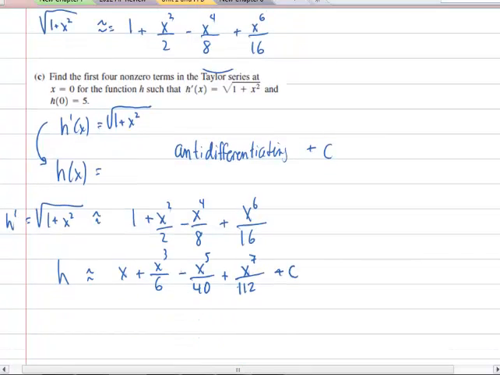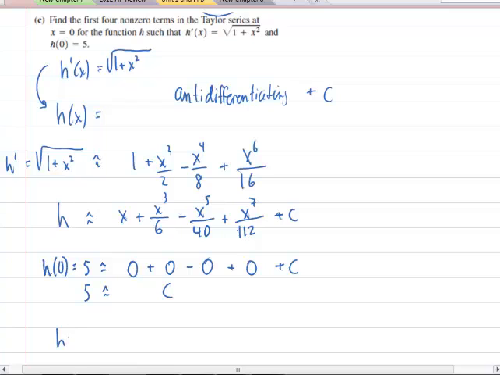And how do we find that constant? Using the initial condition. They said h of 0 is equal to 5. So I'm going to set x equal to 0. Set that equal to 5, and when I plug 0 into each term, you'll notice that c results in being equal to 5. And we now have our final polynomial for h. And that's equal to 5 plus x plus x cubed over 6 minus x to the 5th over 40. And they only asked for the first 4 terms. When I put the 5 in there, I'm going to leave off the last term, which is x to the 7th over 112.